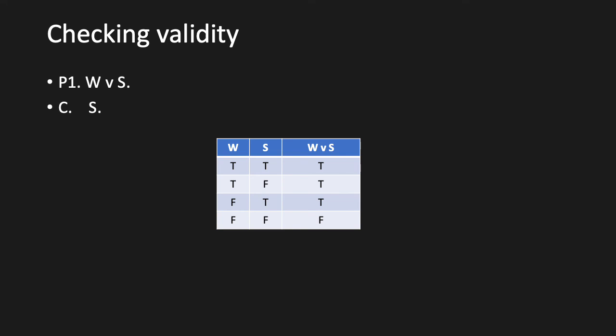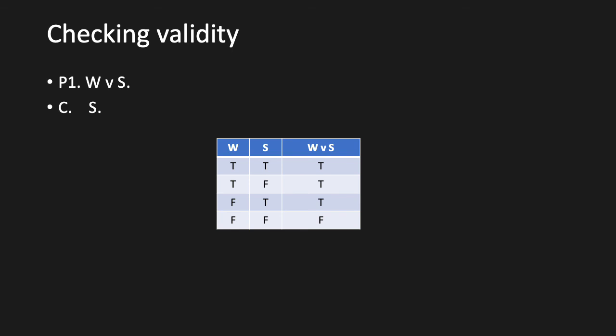Now, you should check the validity of this argument. And to check the validity of this argument, you should first identify the rows in which the premises are all true. In this argument, you only have one premise, namely W or S. So identify the rows in which W or S is true. And you can see from this table that it's the first 3 rows that have W or S as true.